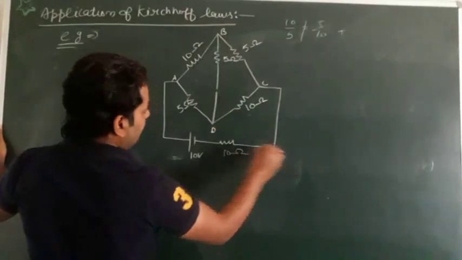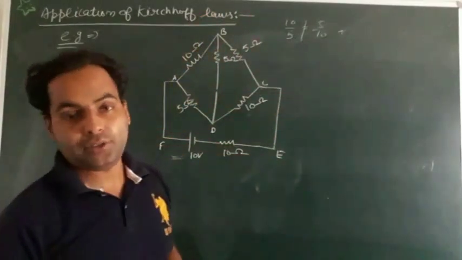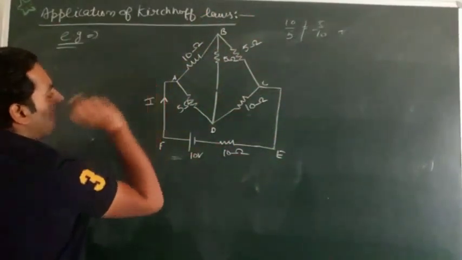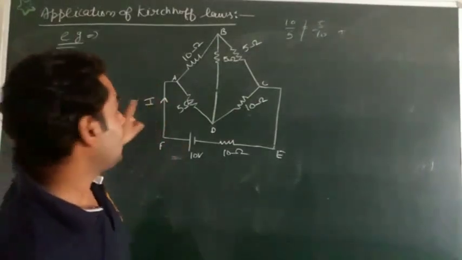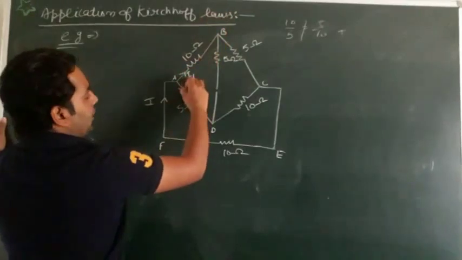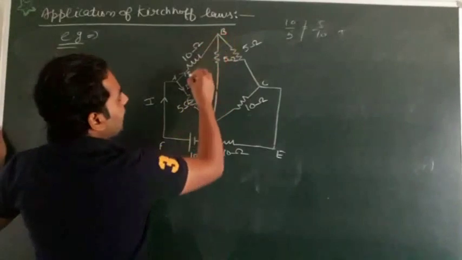And this is E and that is F. Clear? So we first name all these points. Let I be the current starting from the battery. Let I1 be the current that goes on that side and I2 the current that goes on the other side. When the current reaches here, it divides into two parts.